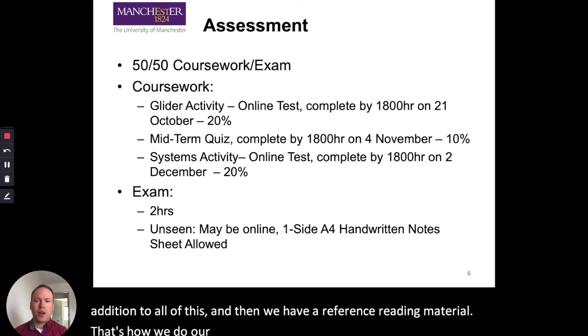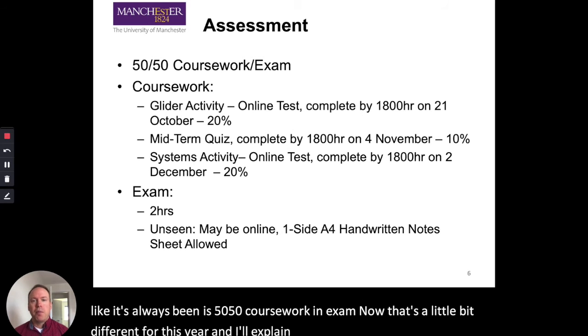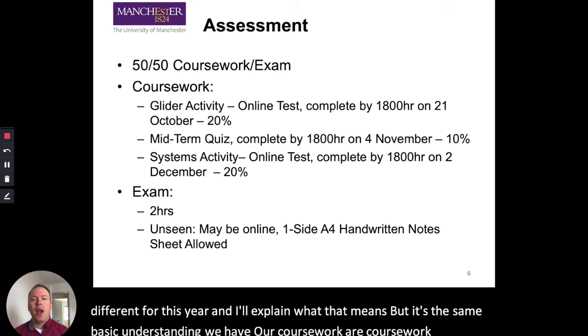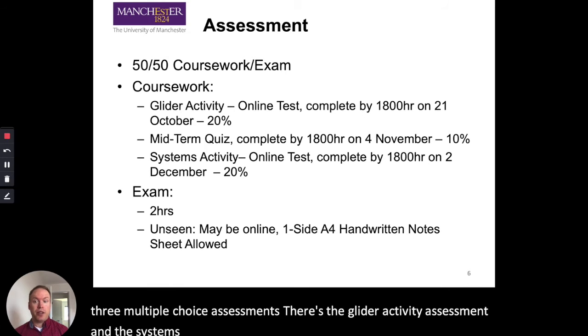How do we do our assessment? Well, this unit, like it's always been, is 50-50 coursework and exam. Now, that's a little bit different for this year, and I'll explain what that means, but it's the same basic understanding. We have our coursework. Our coursework consists of 3 multiple choice assessments. There's the glider activity assessment and the systems activity assessment that are related to each other, and then they go with the practical activities.